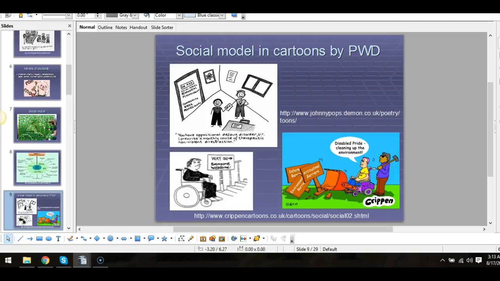And the third picture has a person in a wheelchair and a blind person behind him with a hammer, and they have a little card and a bunch of signs that they are throwing out. The signs say environment barrier, informational barrier, and attitudinal barriers. And the person in the wheelchair says, "Disabled pride, cleaning up the environment."